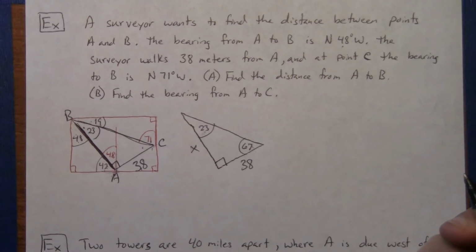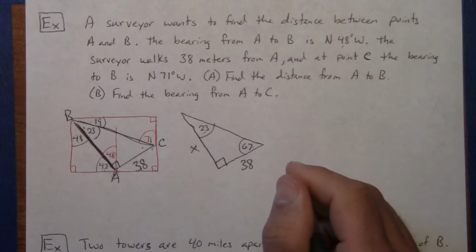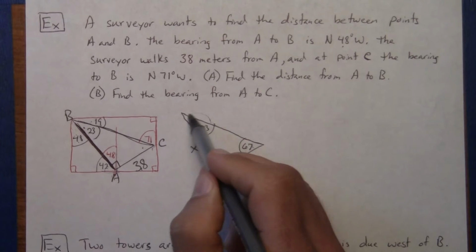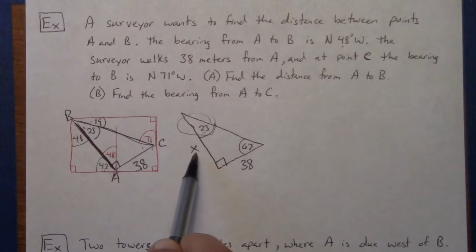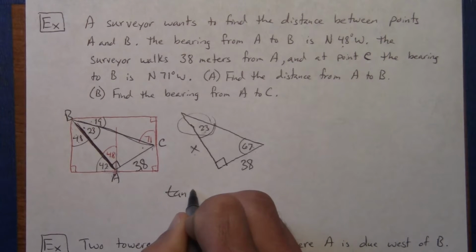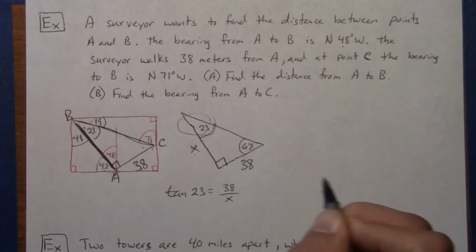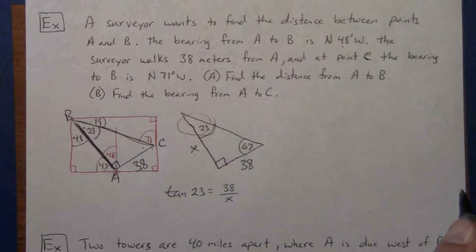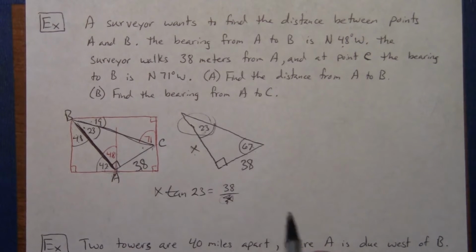I'm looking for that side length. I can use my SOHCAHTOA stuff, my tangent, sine, cosine, whichever trig function I want. Let's say I want to use this angle. Well, according to that angle, I have the side opposite. I'm looking for the side adjacent, so I would want to use the tangent. So I'm going to say the tangent of 23 is going to equal 38 over x. And now I just have to solve. If I multiply both sides by x, there's going to be an x over here. I would eventually want to divide by the tangent of 23.